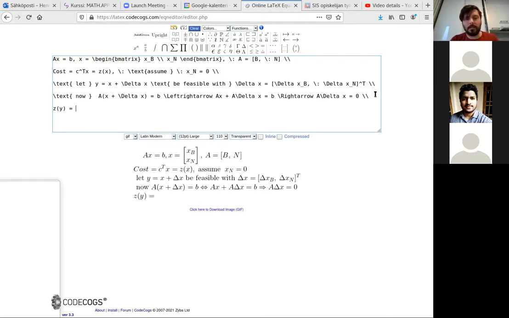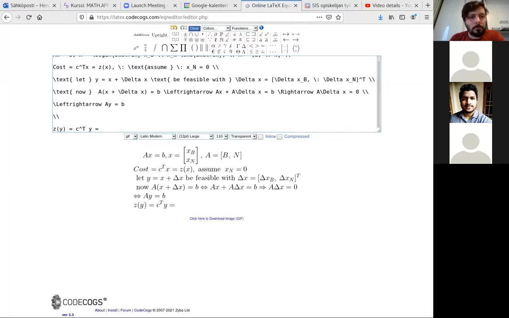Now it's again the c transpose y, which now can be thought of as, I'm going to write this once more. Because this is so, then we can also write that A y is b, right? Right. Okay.